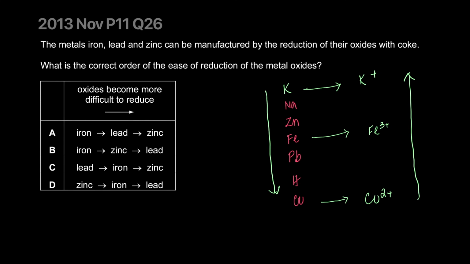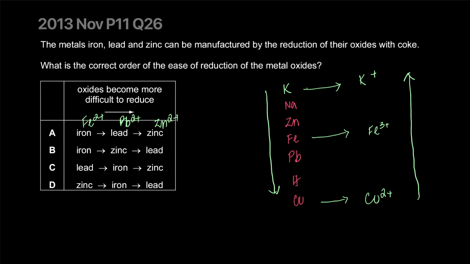So let's take a closer look at what the question is trying to say. They say iron, lead, and zinc, but they don't mean the metals. They mean oxides. So iron oxide, lead oxide, and zinc oxide, right? So essentially they're saying Fe2+, Pb2+, and Zn2+. They're ions. They're in ionic form in their oxides, right?